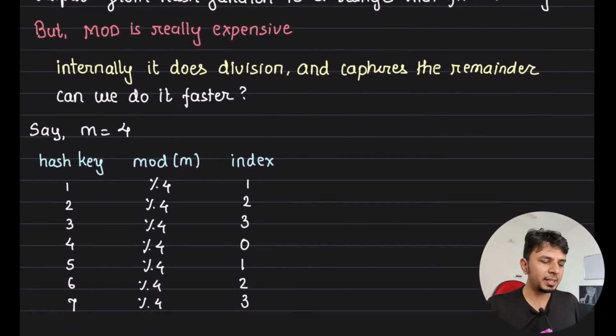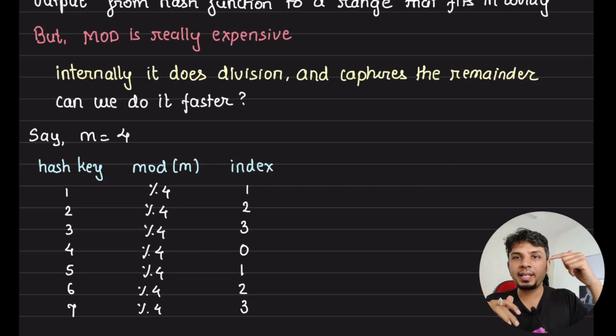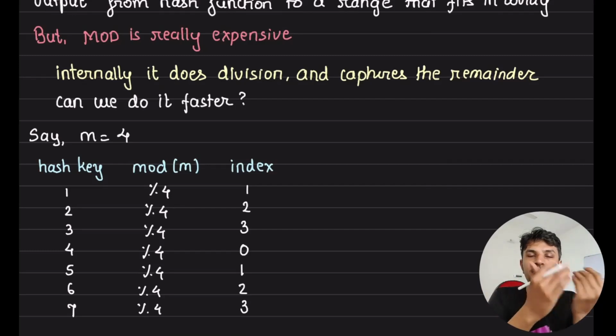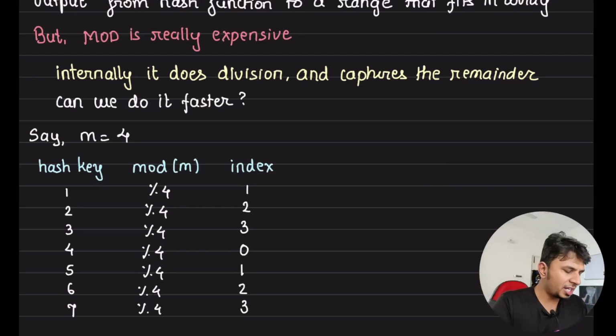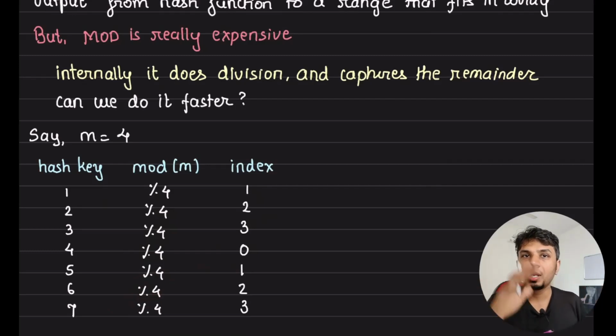So let's see what happens when my m is 4, which means the number of slots in my hash table is 4. Let's see how my keys would change. What is the output of my mod function? If my hash key is 1, 1 mod 4 is 1. That is where I'm placing my key. 2 mod 4 is 2. 3 mod 4 is 3. 4 mod 4 is 0. 5 mod 4 is 1. 6 mod 4 is 2, right? So we see how it cyclically goes 1, 2, 3, 0, 1, 2, 3, 0 and so forth, right?